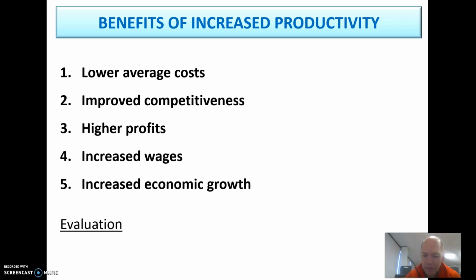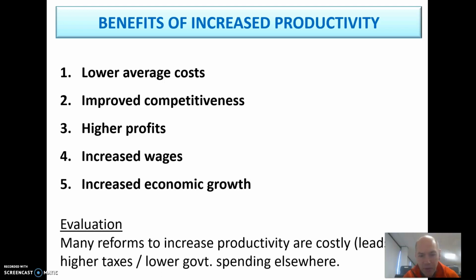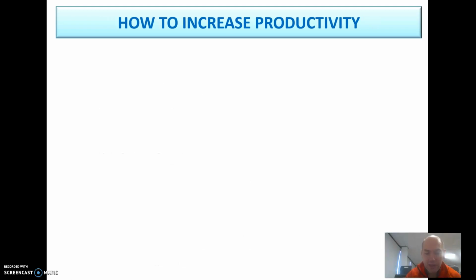Just a couple of evaluative points in terms of this. Many of the reforms to increase productivity come at a price. It may mean that there are higher taxes, okay, it may mean that there is lower government spending elsewhere. Okay, so for example, if governments were to invest substantially in infrastructure, someone has to pay for that, or there's lower spending elsewhere. Okay, and obviously that it takes time as well. None of this is going to happen overnight. Very important point. Okay, and obviously also potentially it leads to less job security as well.